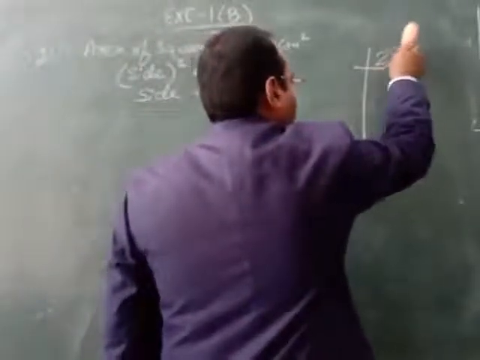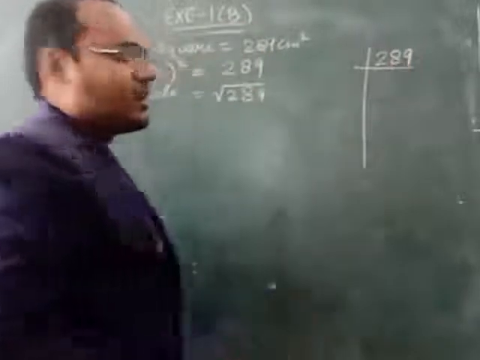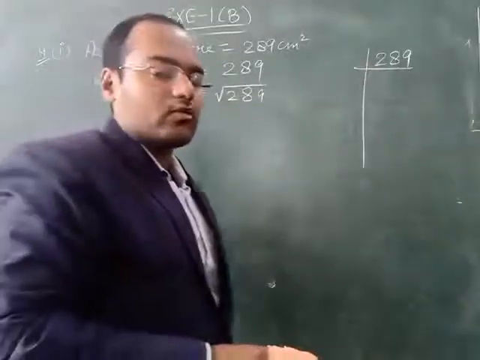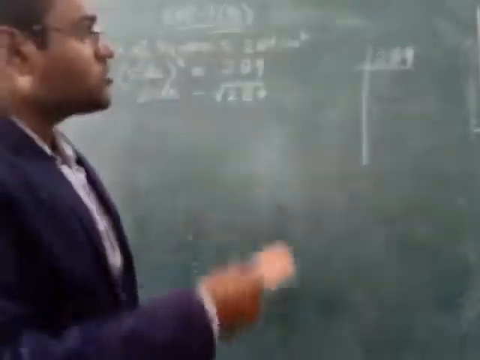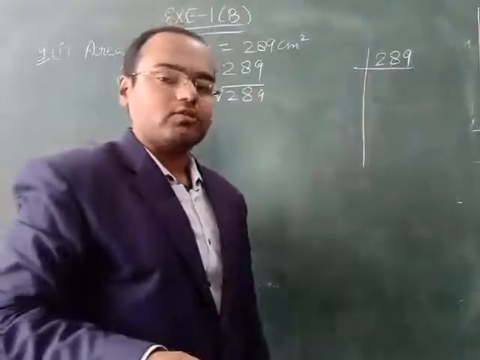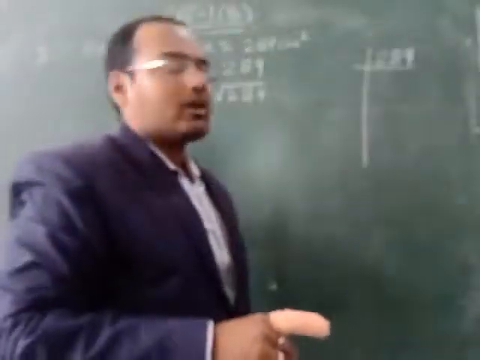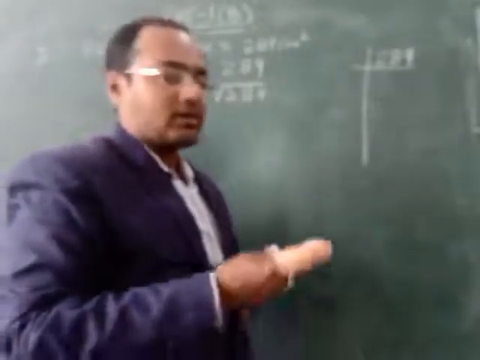So first of all we will find the prime factors. For this 289 we have to take prime numbers. It is not coming in the table of 2. The second prime number is 3. This 289 is not coming in the table of 3 also. Another prime number is 5. It is not divisible by 5 also. Another prime number is 7. It is not divisible by 7.